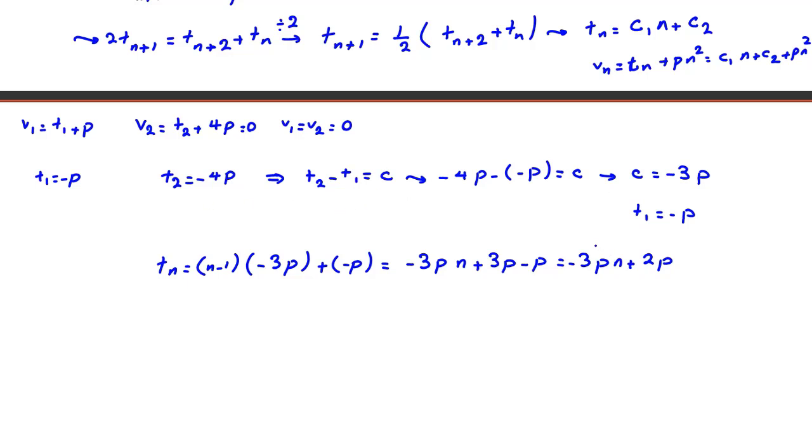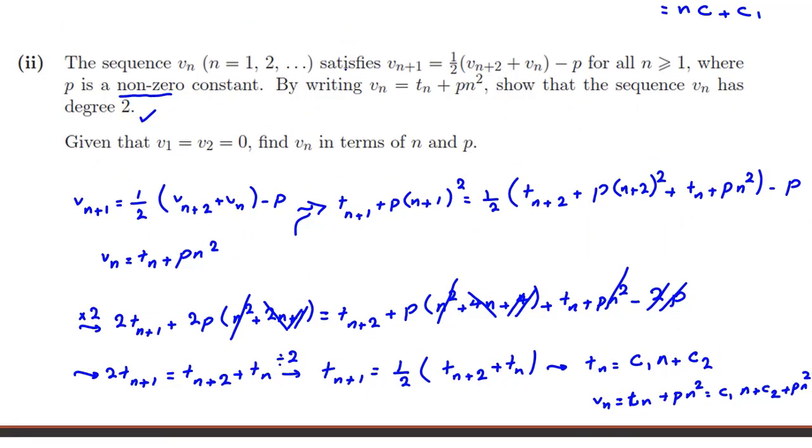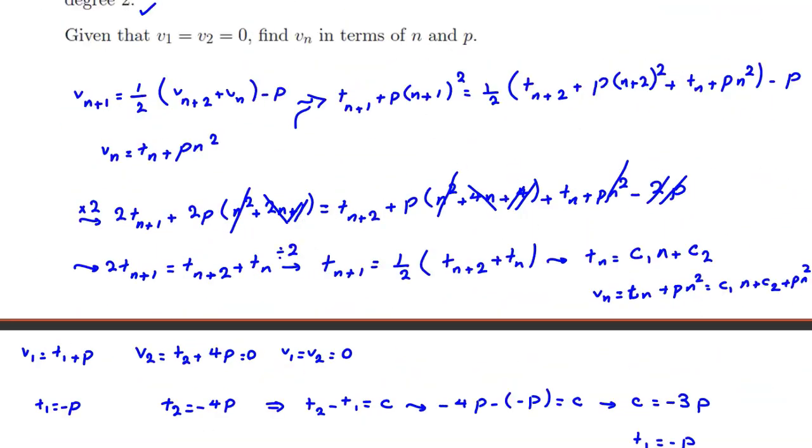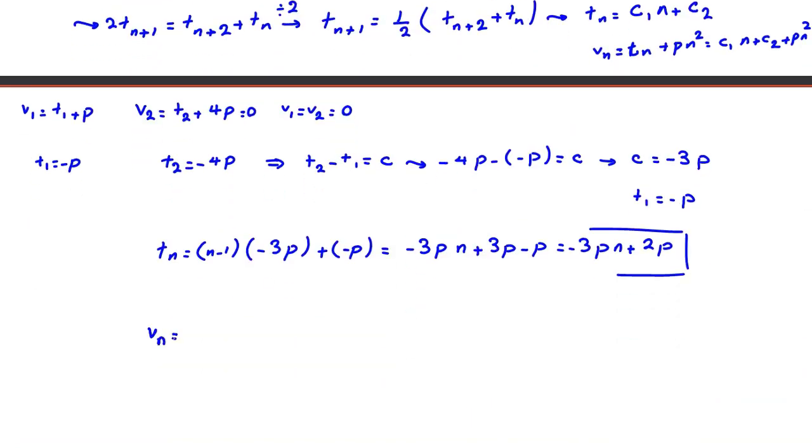Okay, so it is our Tn first. Now the problem wants what? It wants Vn. Vn is Tn plus Pn squared. Vn equal to Tn plus Pn squared. So Tn is what? Negative 3Pn from the previous part, plus 2P, plus Pn squared.